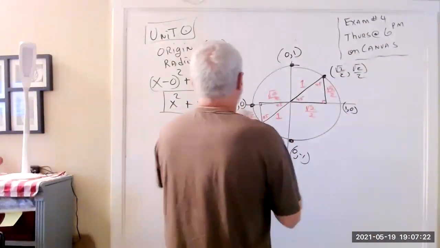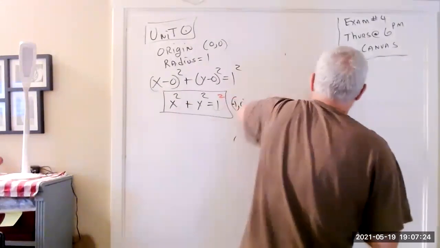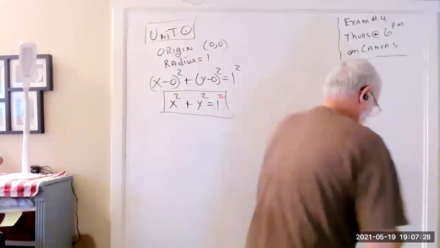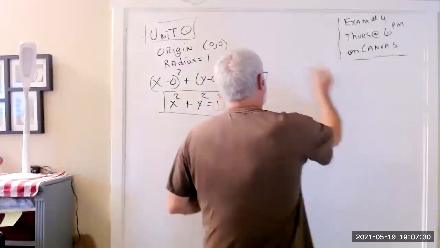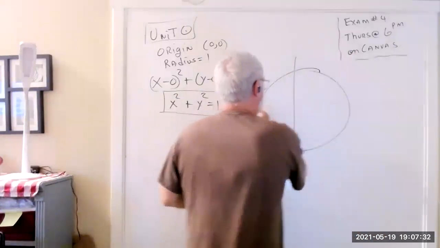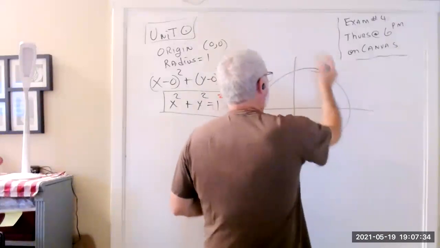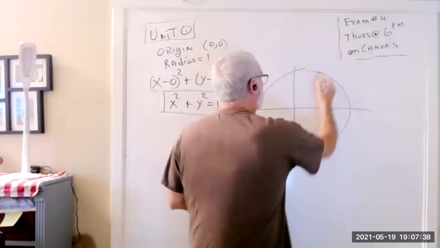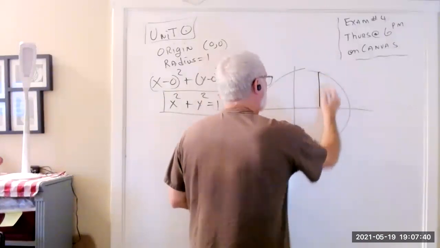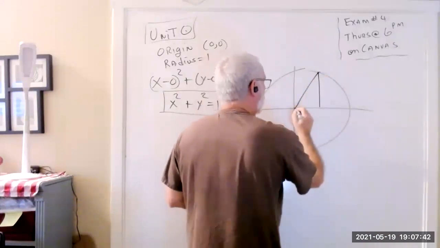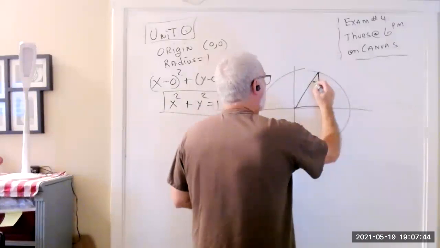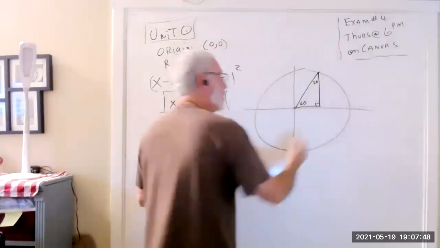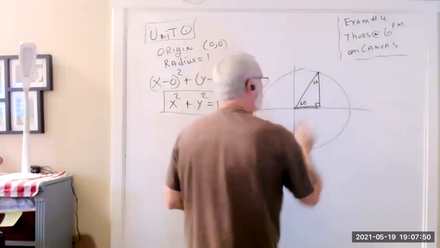I'm going to erase my unit circle. Put a new one up. Okay. I'm not going to label it. I'm just going to put there. And what if I put a 30, 60, 90 triangle on my unit circle?